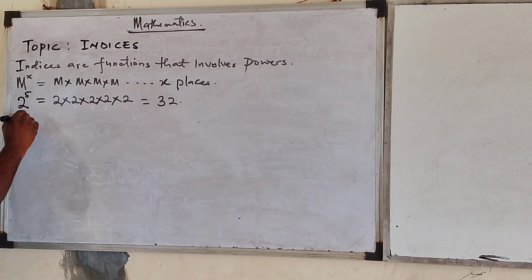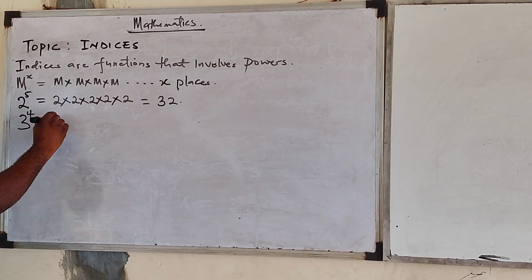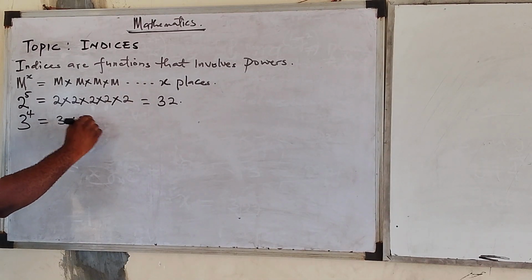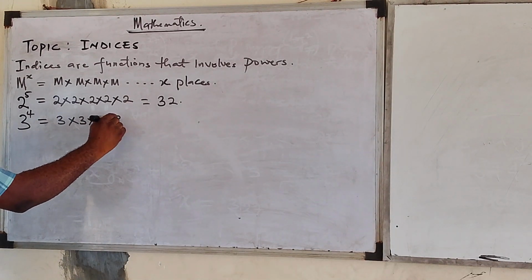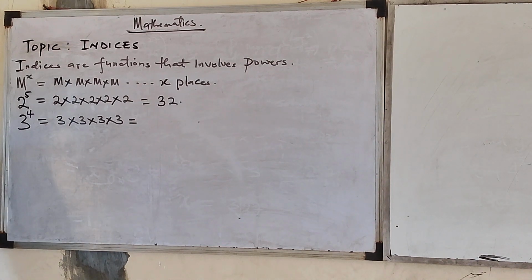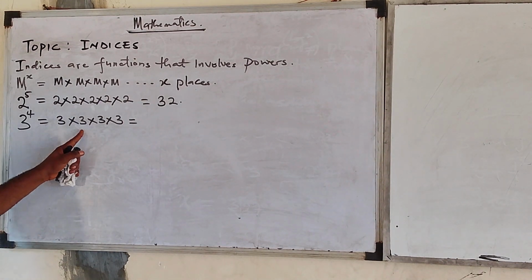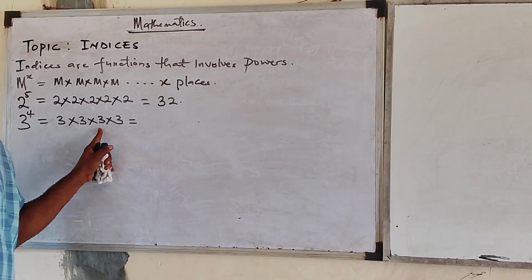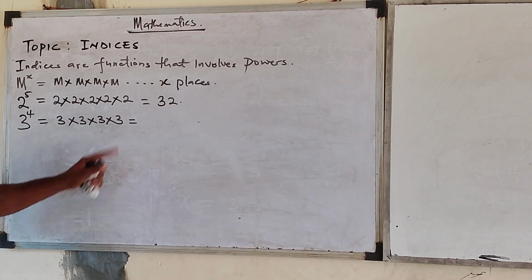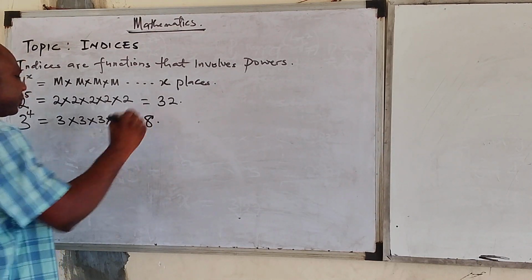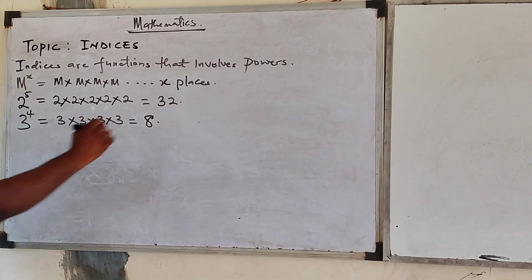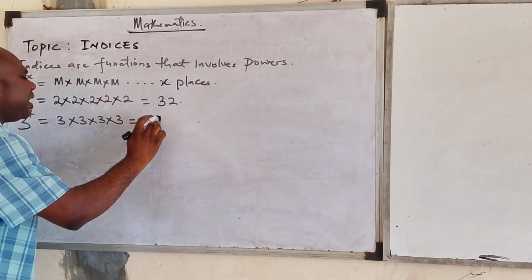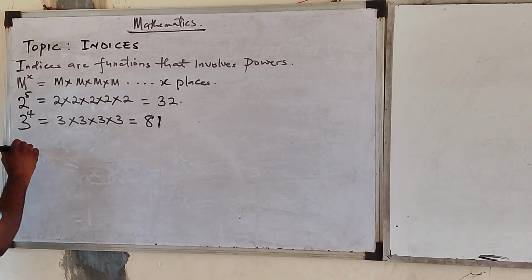Now, if you have 3 raised to the power of 4, the meaning of this is 3 times 3 times 3 times 3. 4 places. Now, 3 times 3 is 9. 9 times 3 is 27. And 27 times 3 is 81. Yes, it's 81.